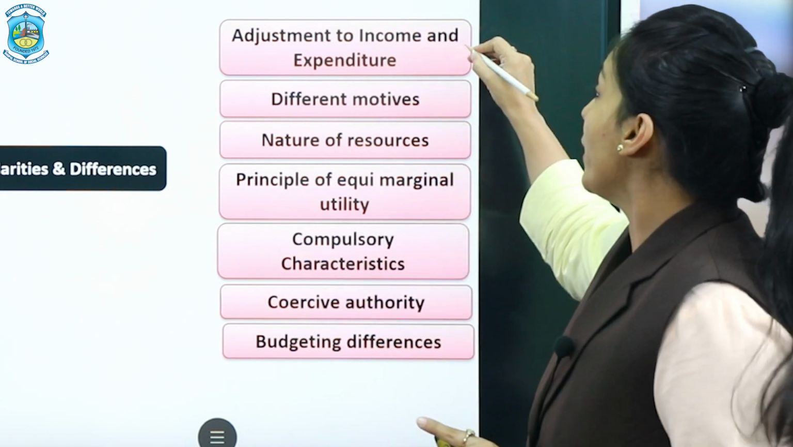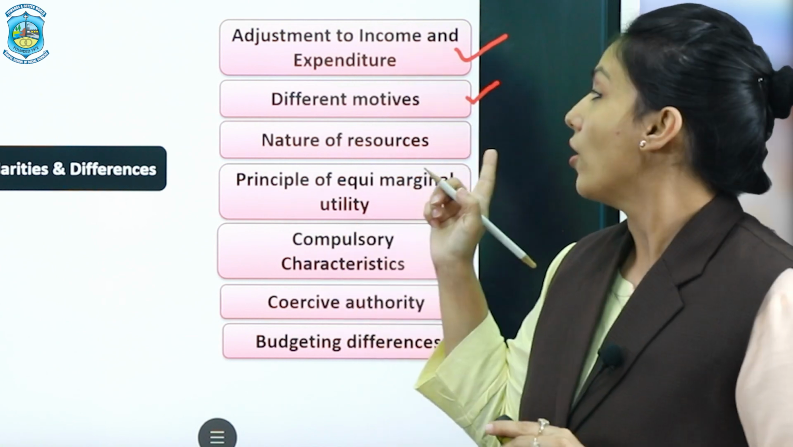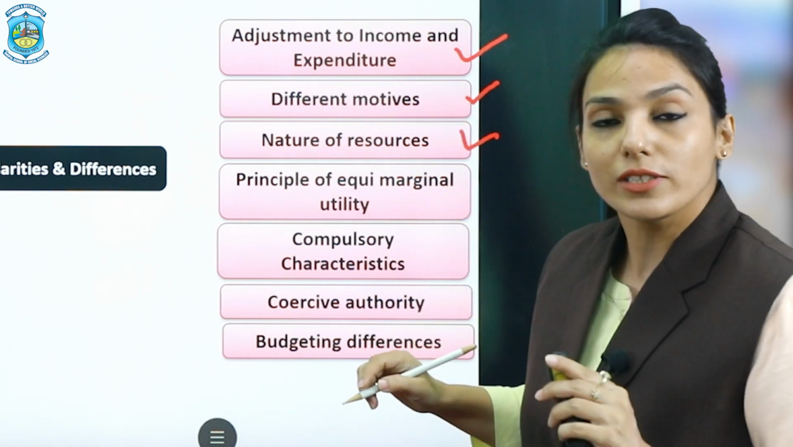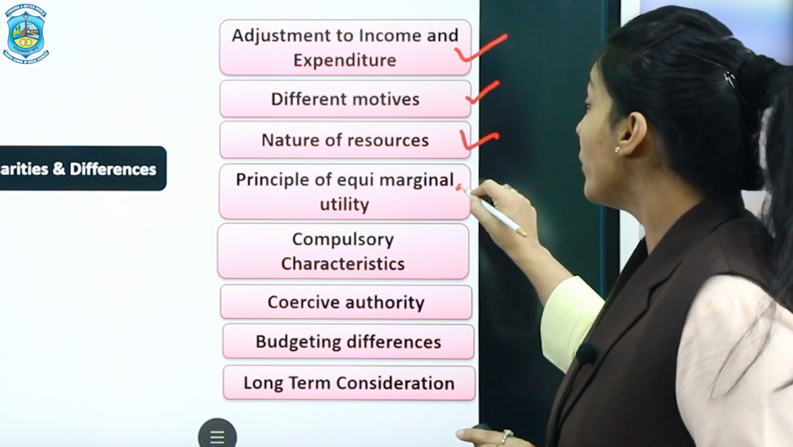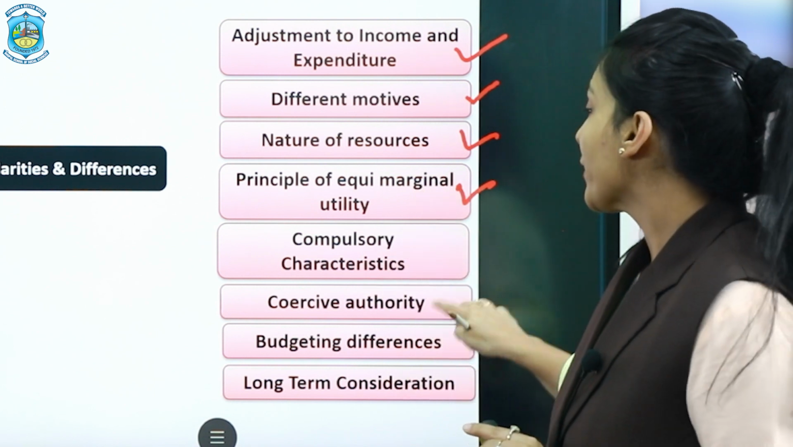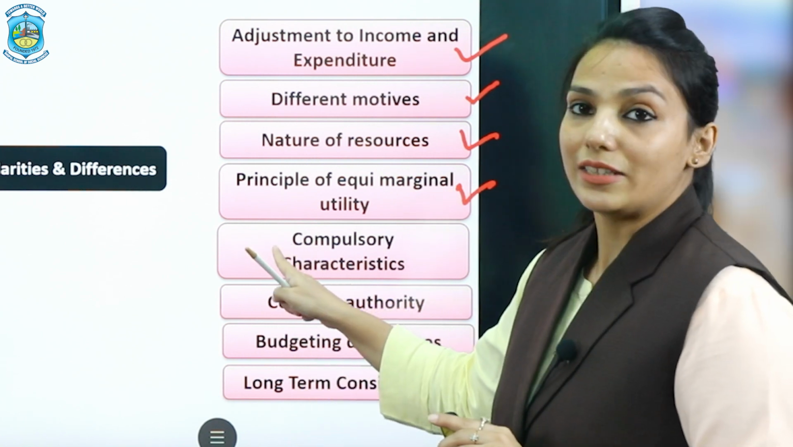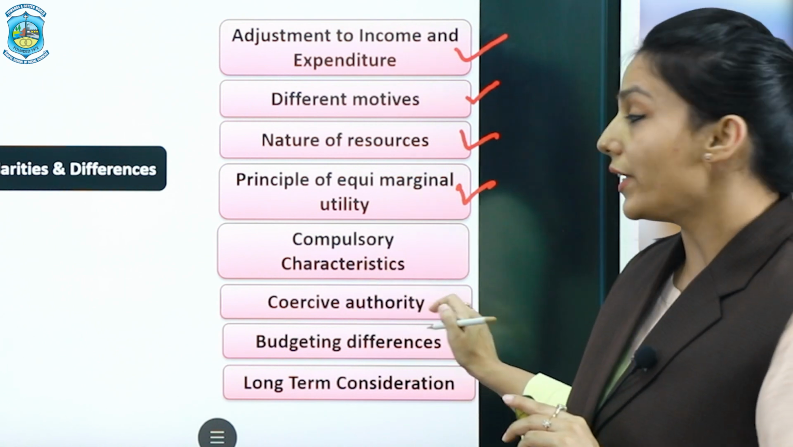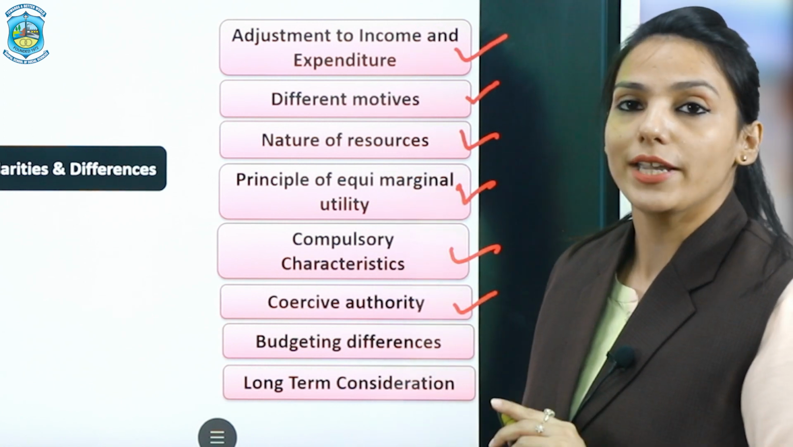What are these differences? We discussed that there is a difference between adjustment of income and expenditure. Both individuals and organizations have different motives for spending. The nature of resources that are available to individuals and government are different. The principle of equi-marginal utility can be applied by individuals but not by government. Next, the compulsory characteristic of expenditure is there with the government but not with individuals. Then coercive authority can be used by government but not by individuals.